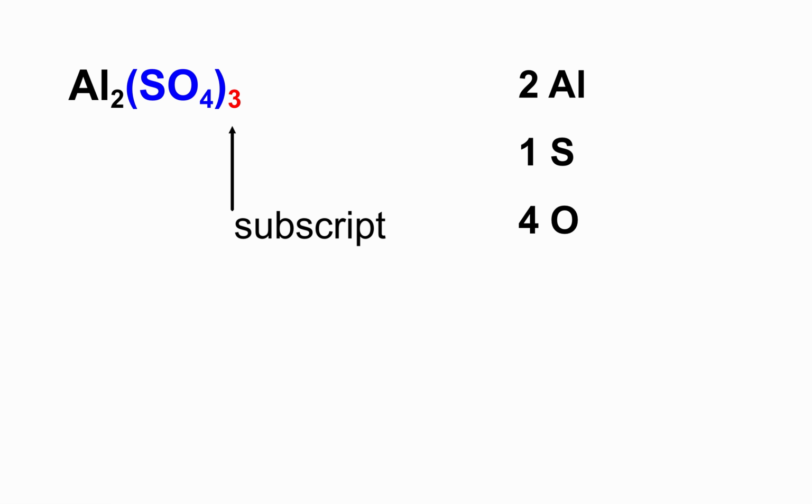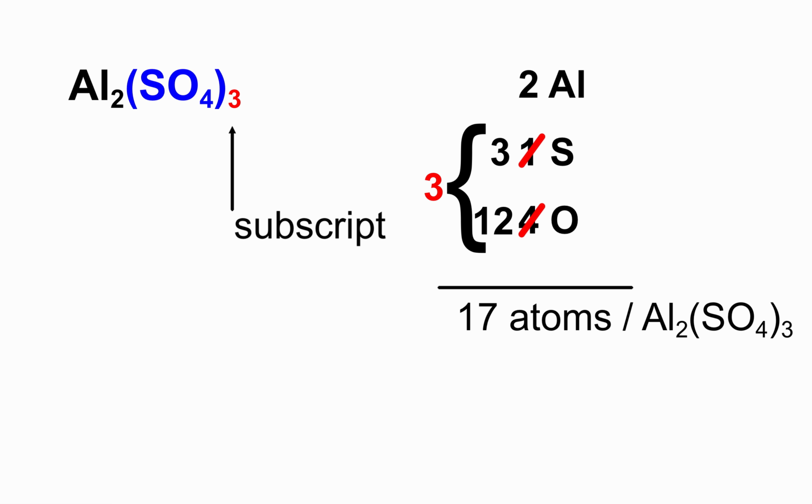But we have a subscript after the closed bracket, which applies to everything that's inside those brackets, which means, in fact, we need to multiply everything in there by 3. So suddenly this 1 sulfur became 3, the 4 oxygens was actually 12. This gives us a grand total of 17 atoms in 1 formula unit of aluminum sulfate.